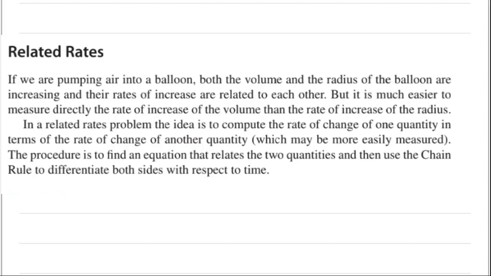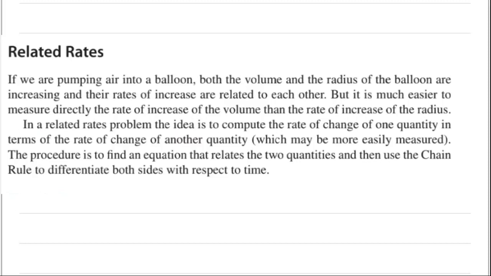But it is much easier to measure directly the rate of increase of the volume than the rate of increase of the radius. In a related rates problem, the idea is to compute the rate of change of one quantity in terms of the rate of change of another quantity, which may be more easily measured.